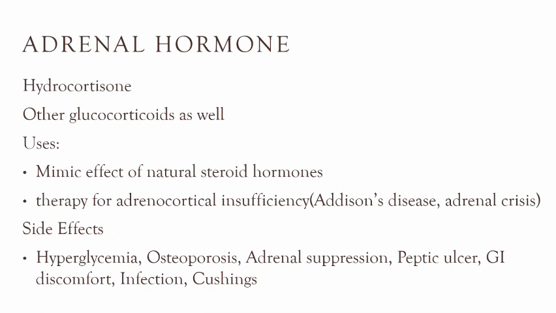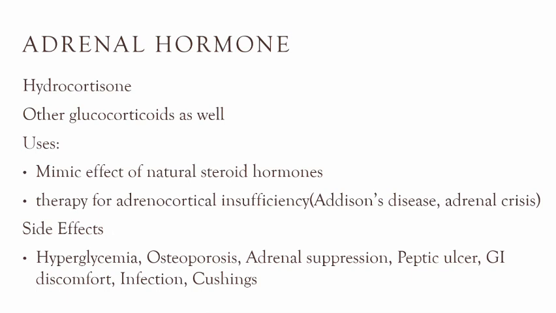Up next, we have adrenal hormones. This is our glucocorticoids like hydrocortisone. So we talked about this a little bit with pain and inflammation, but when we're using it in the endocrine system, it's usually used to treat adrenal insufficiency for someone with Addison's disease. Typically the dosage is low, so you're not going to have a lot of side effects with this medication, as opposed to when we use it for pain.